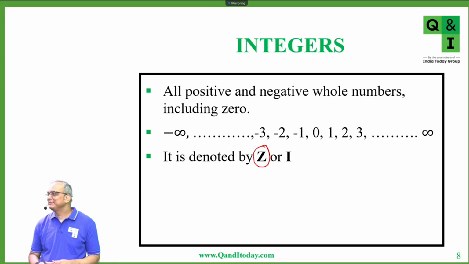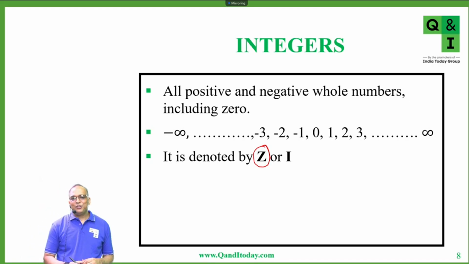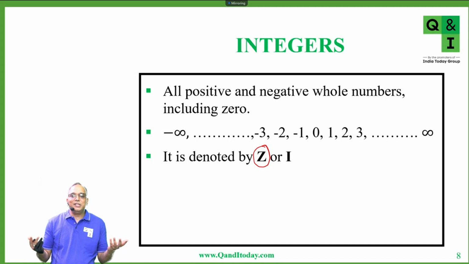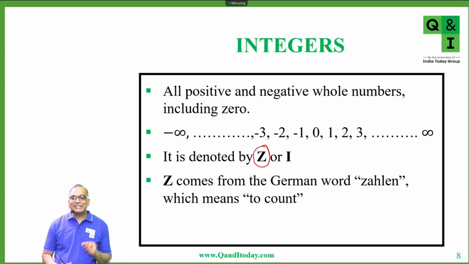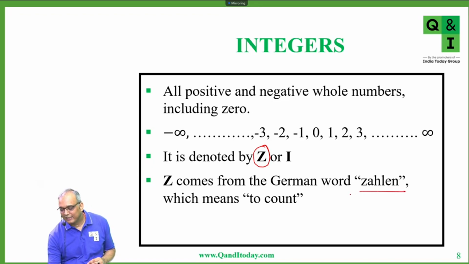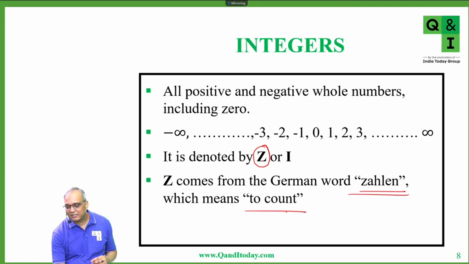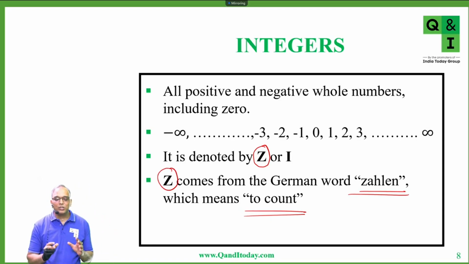Anyone? Sir, is it because we also have negative numbers? No, but then why is it capital Z? It can be capital A, B, C, anything. Why capital Z? It has a significance. The significance is that capital Z comes from a German word, Zahlen. So Zahlen in English means to count. And that's why capital Z is used to denote the integers.